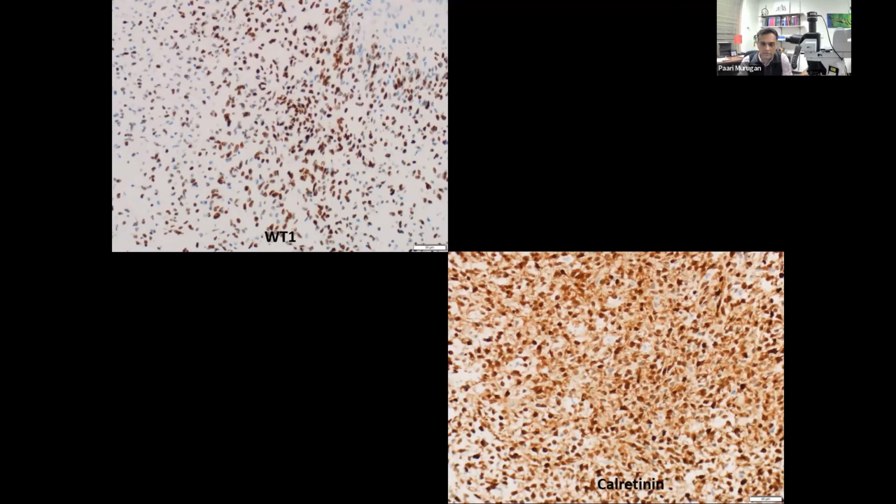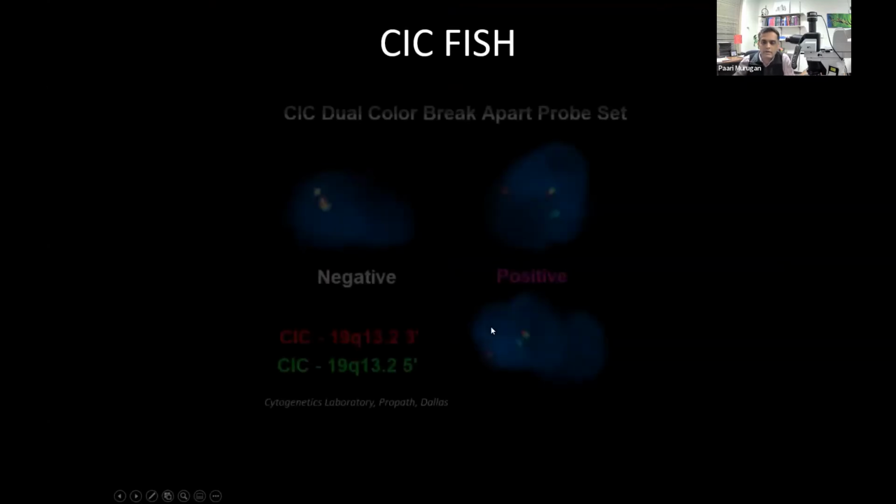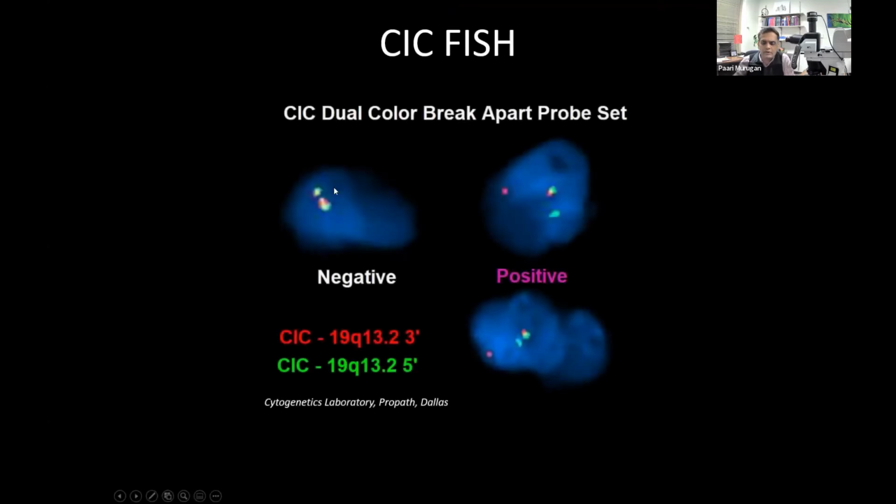So to follow up on this theory, we need an additional FISH test to be done. And this FISH test is for the CIC gene. CIC FISH was done. And as you can see over here, here's the negative control for CIC FISH. And we don't see any break apart over here. The yellow, the red and green are together. And here's the positive control where we see break apart of the red and green signals. And this is our case where we see the break apart. So this proves that CIC is indeed rearranged.